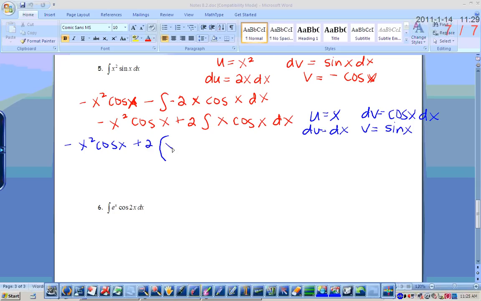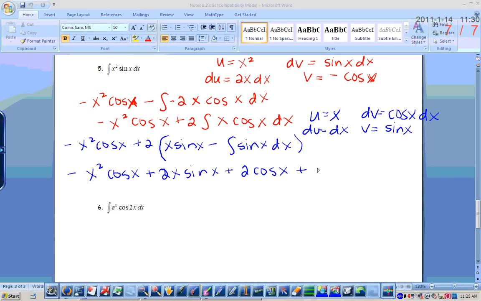So uv is x sine x minus the integral of v du, which is sine x dx. I am going to distribute this 2 and integrate at the same time, if that's okay. So 2x sine x. And then what's the integral of sine? Negative cosine. So I'm actually going to get plus 2 cosine x plus c.